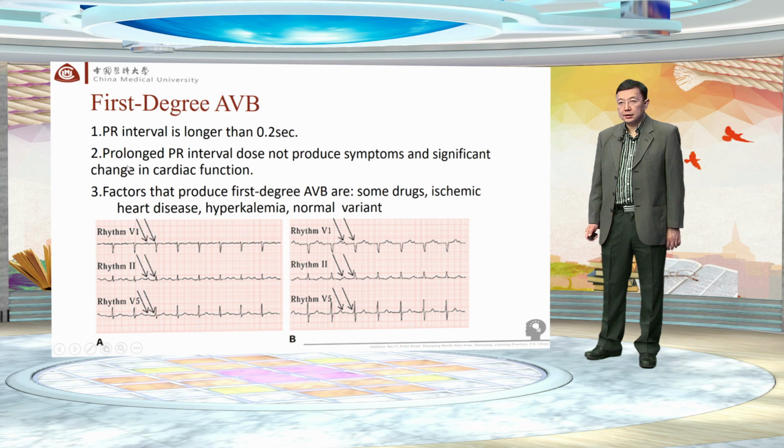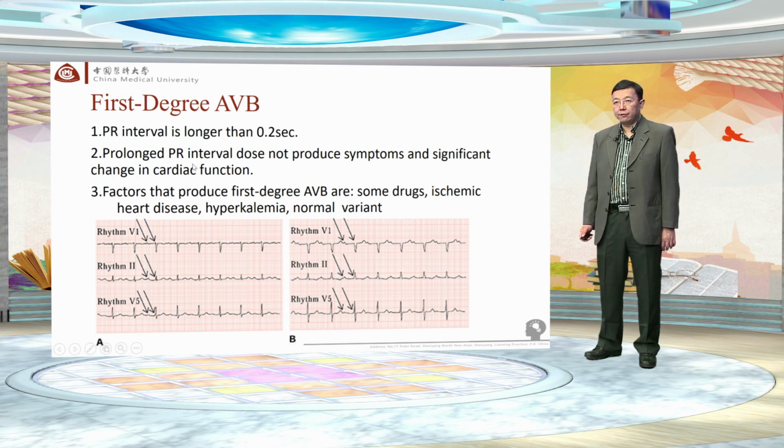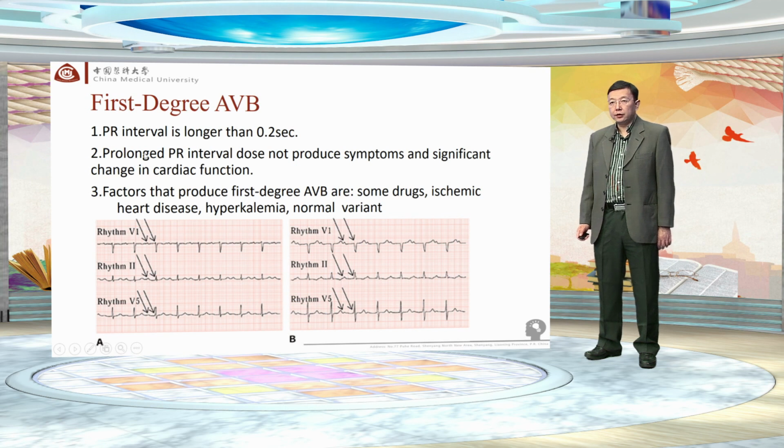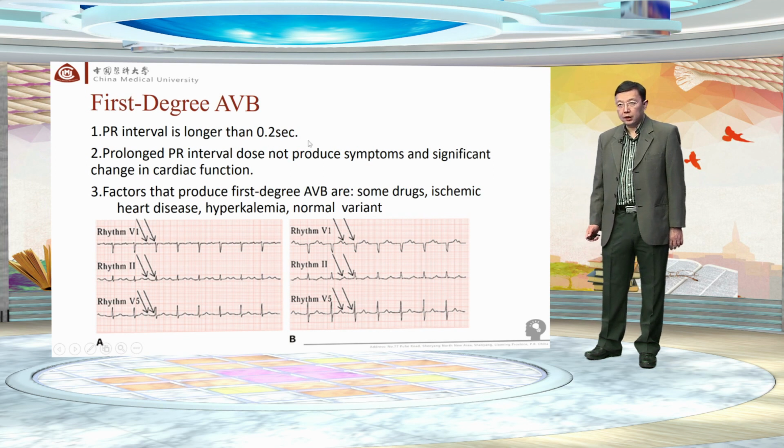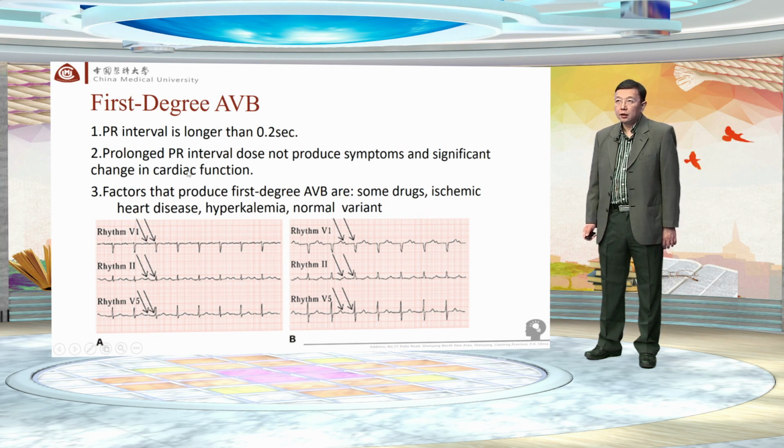Let's look at first degree AV block. The PR interval is usually shorter than 0.2 seconds. If the PR interval is longer than 0.2 seconds, we call it first degree AV block.